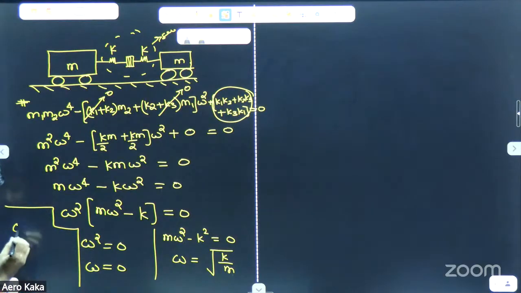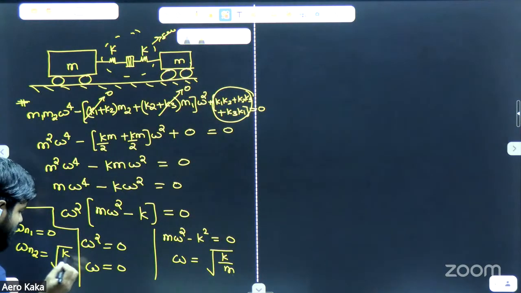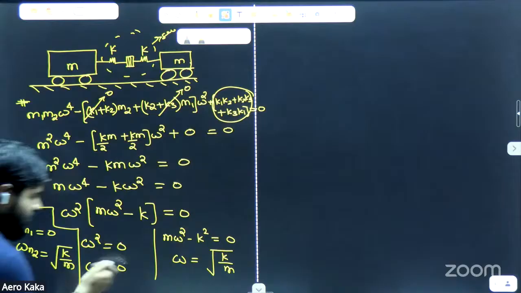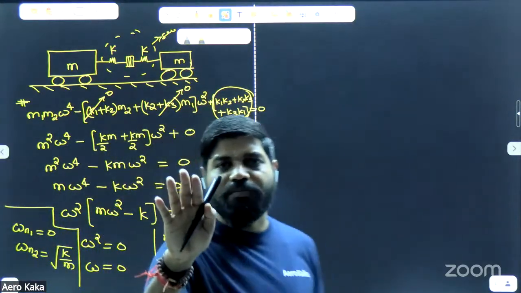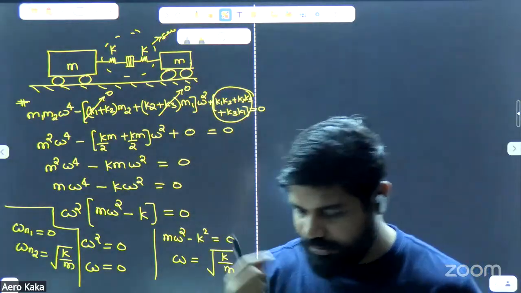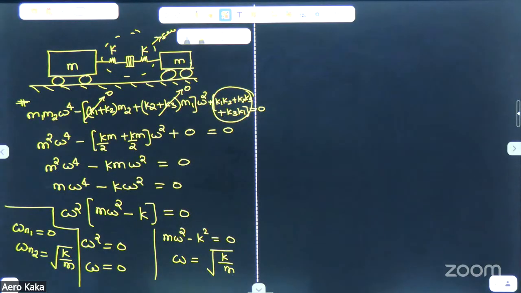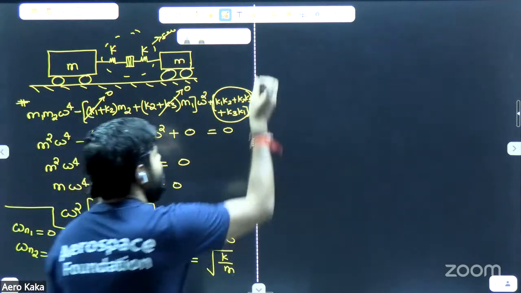I can write omega n1 equal to 0 and omega n2 in this case is going to be root of k by m. So when the natural frequency is 0, it represents the rigid mode, or rigid body movement, or rigid body motion of the system. Could you check, guys? Simply you can calculate now.